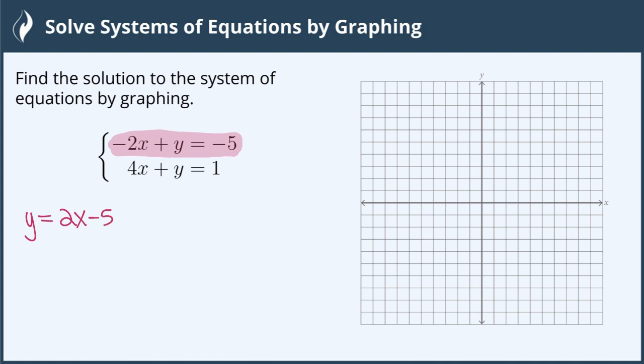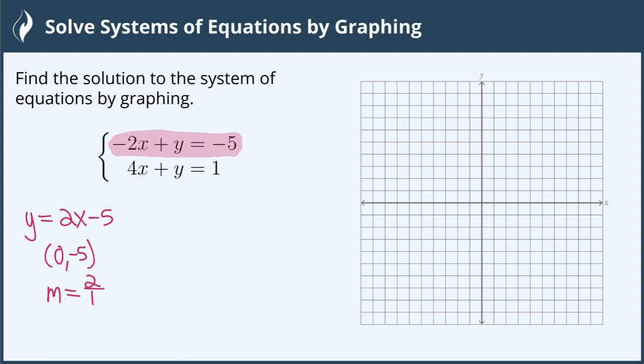To graph this, we need to know both the y-intercept and the slope. The y-intercept comes from the number at the end, the negative 5. So we know that we have the point 0, negative 5, on our graph. We also know our slope is the number in front of the x, which in this case is 2, which we can write as 2 over 1, because that tells us then our rise over our run.